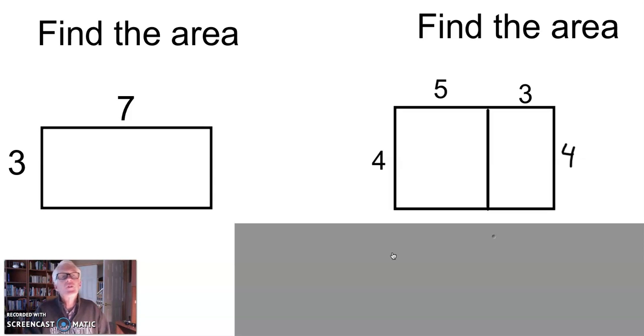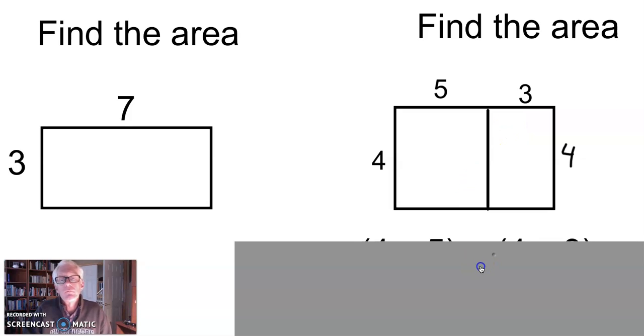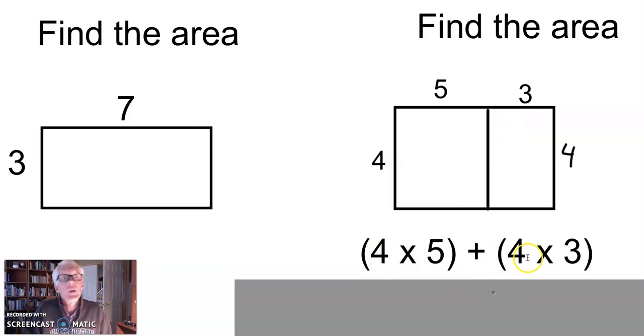All right. This is what some of you did. You looked at this and you said, well, 4 times 5, this square is 20. And 4 times 3, this rectangle, is 12. 20 and 12 is 32. Perfect. And you would write it that way. In your head, you went 4 times 5, and you added 4 times 3, and you got 32.